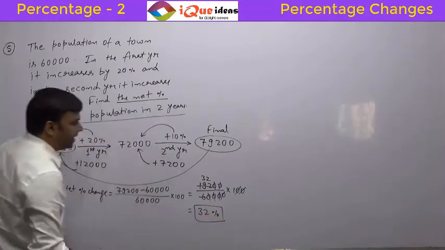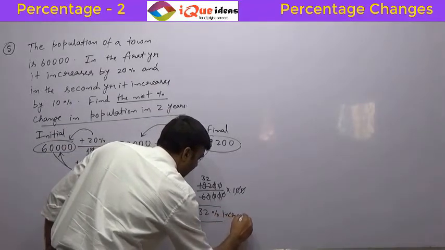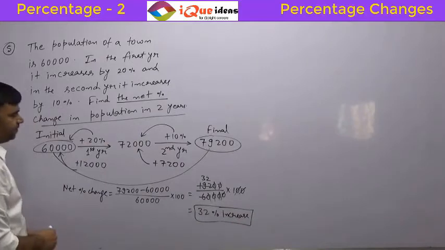So the population has increased. We must say that it is increased. Net change is 32% increase, right?